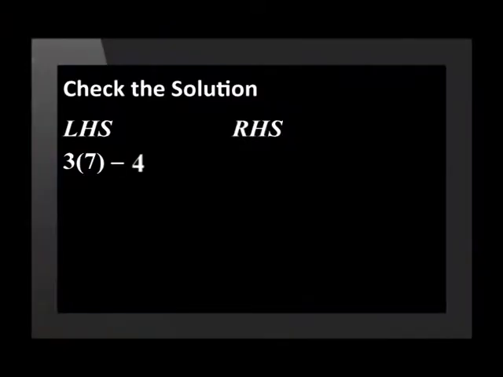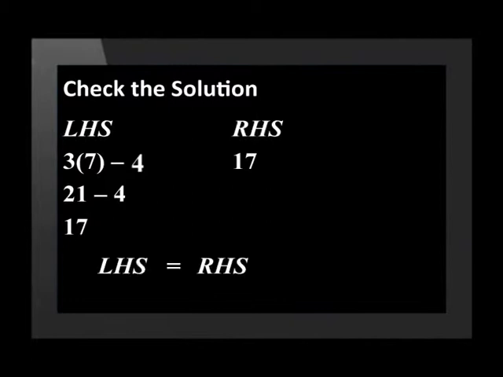If you substitute the 7 back into the original equation, you can check your answer. Substitute x equals 7 into the left-hand side of the equation in brackets, and you get 3 times 7, which is 21. Minus 4, so you get an answer of 17, and this equals the right-hand side. So x equals 7 is the right answer. Remember, the check just confirms that our answer is correct.